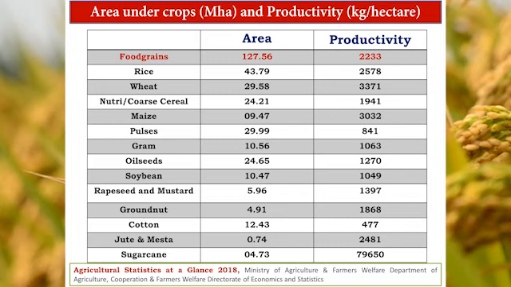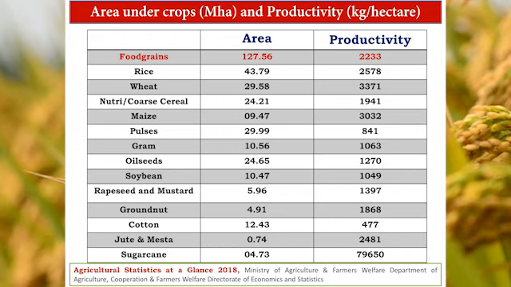Likewise, if you see rice, it is 43.79 million hectare, and productivity is 2578 kg per hectare. Wheat 29.58 million hectare, and productivity is 3371 kg per hectare. Likewise, you can note down related to Nutri and core cereal, maize, pulses. Pulses I will also narrate to you, because pulses is again an important area where questions are coming up. So the area of pulses in our country is 29.99 million hectare, and productivity is 841 kg per hectare, which I already told you is low, where the government is focusing.